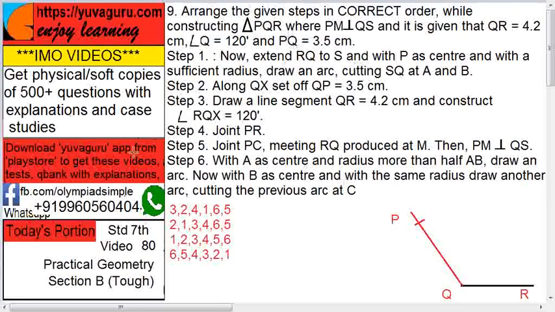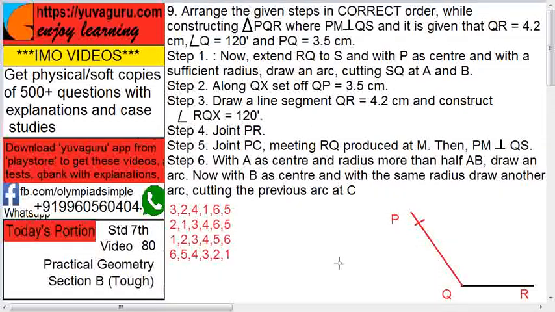In this chapter, practice is very important. Because here, step 4: join PR. You have to join this. Then take some line and extend this ray, it will be step number 1. See this, RQ to S, with P as a center, then draw an arc with a sufficient radius cutting SQ at A and B.